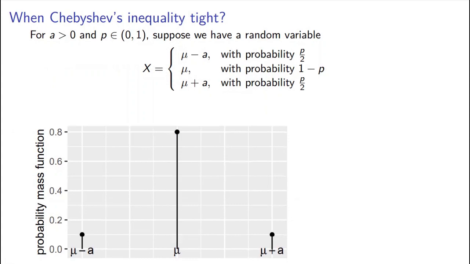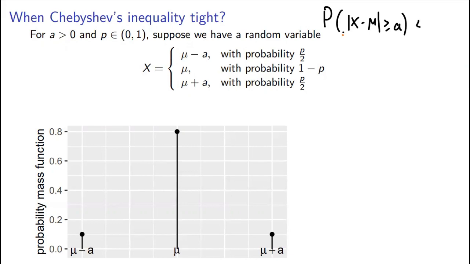I'm going to write down the inequality again. Let me change this color back to black. So the inequality, Chebyshev's inequality, is the probability that the random variable x minus mu, the absolute value of that, is greater than or equal to a, is bounded by sigma squared divided by a squared. Now we have less than or equal to here, right? When is that equality portion of this inequality true? When is the left-hand side strictly equal to the right-hand side?